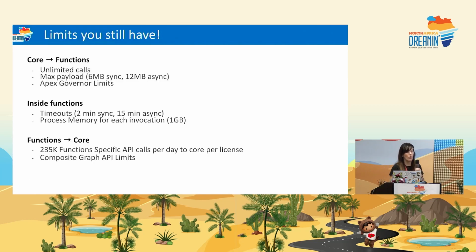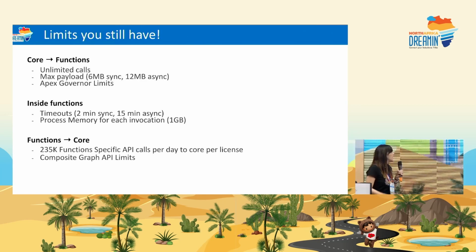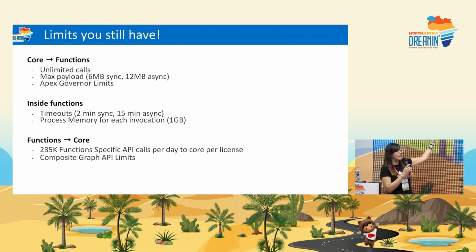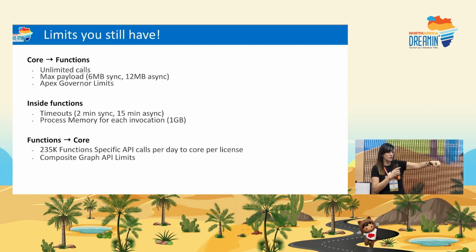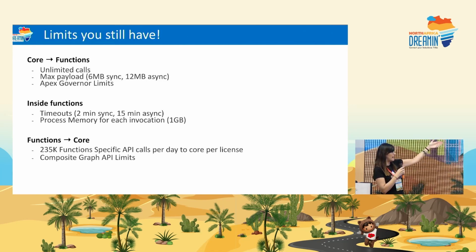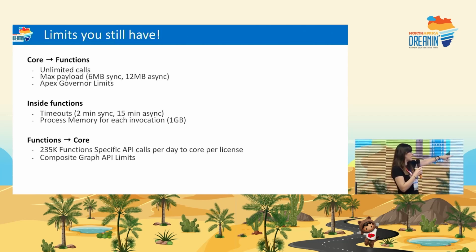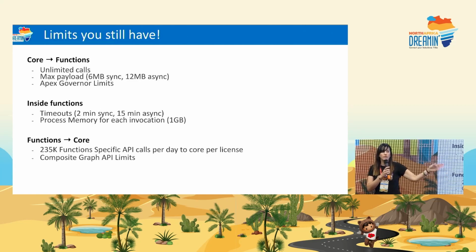Perfect. So I told you that in functions there are also limits. When you invoke functions from Apex, you have to respect all the Apex governor limits. Indeed, there is a max payload that you can send to the function, which is 6 megabytes for synchronous invocation and 12 for asynchronous. When functions are running, we have the timeout that I told you, and also a limit on the process memory of each invocation, which is 1 gigabyte.